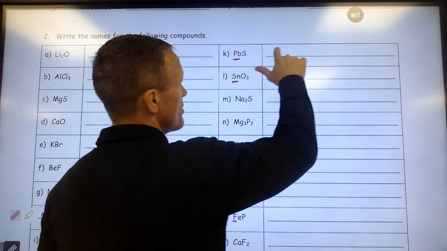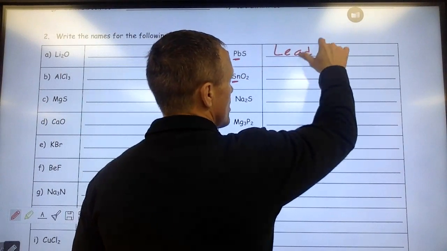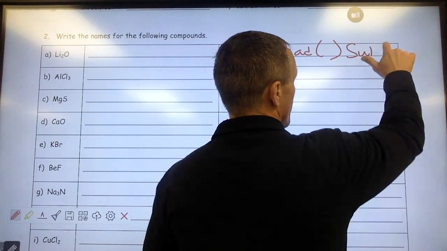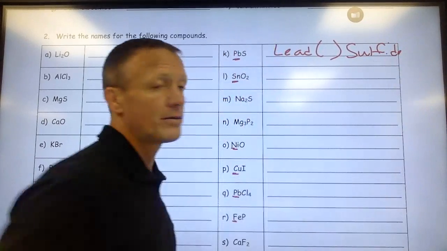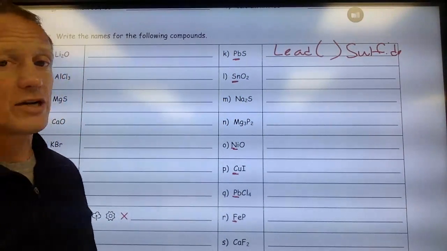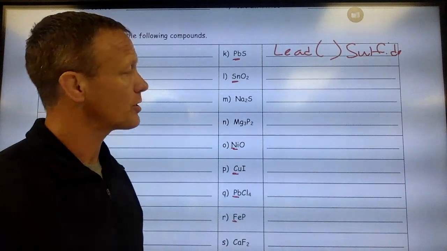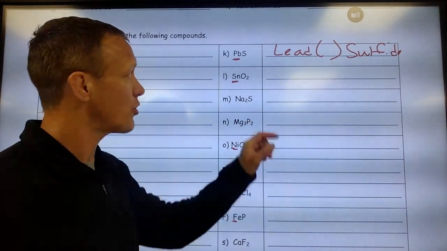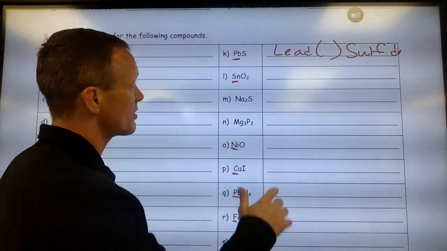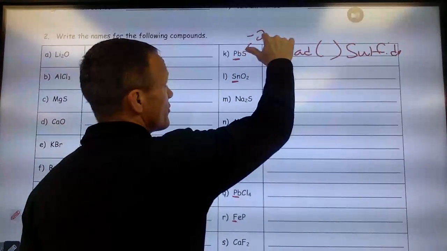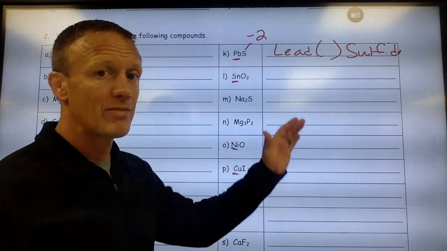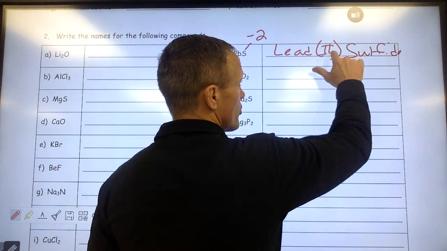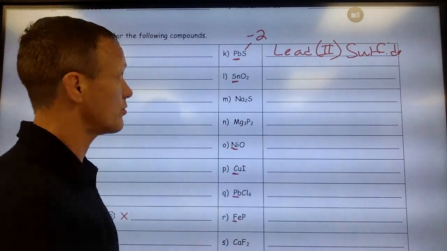So we name them the same thing, so Pb is lead. I'm going to put some parentheses for the charge of lead, and S is sulfur, which we change to ide. So we need to know what charge lead is. Lead's got a couple possible charges. If you look on the periodic table, it's got 2 of them. The way I get that is I figure out the charge on sulfur, because that charge is always the same. So look at the periodic table. Sulfur's charge is a -2. Well, lead's got to equal that out. So if sulfur is a -2, lead has to be a +2. So my Roman numeral there is a 2, meaning lead's charge is a +2 charge.